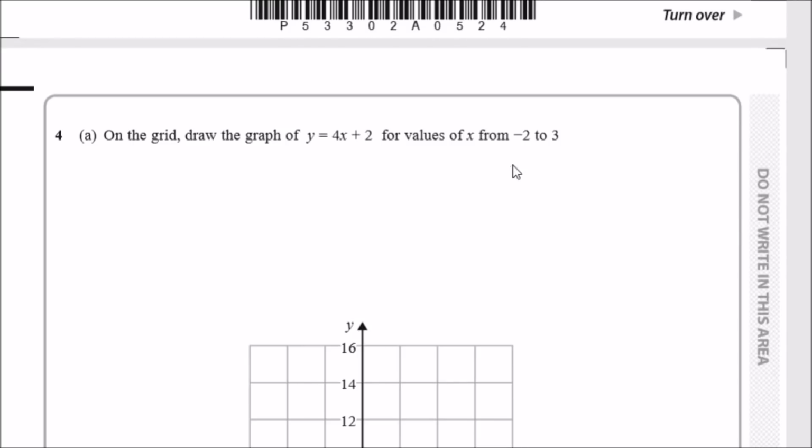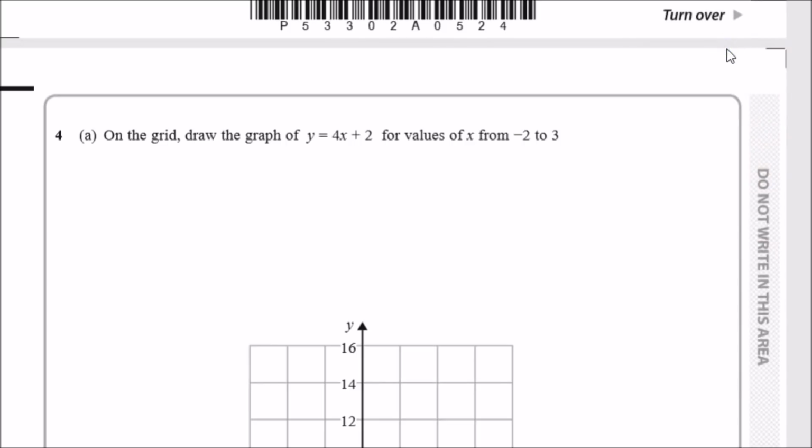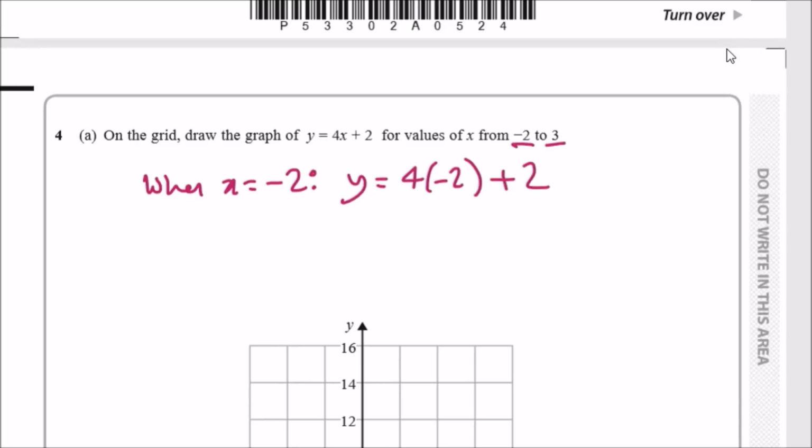Now in your calculator, let's go ahead and plug in these points, yeah? So let's do this thing. Oops, let me pick my pen. I'm gonna change it to red this time. So plug in -2 and 3. When x equals -2, y equals 4 times -2 plus 2. So replace x with -2.